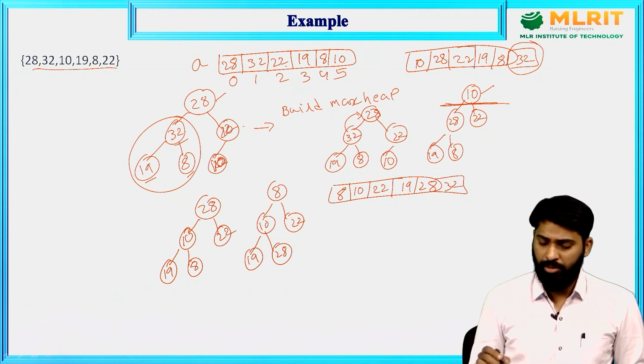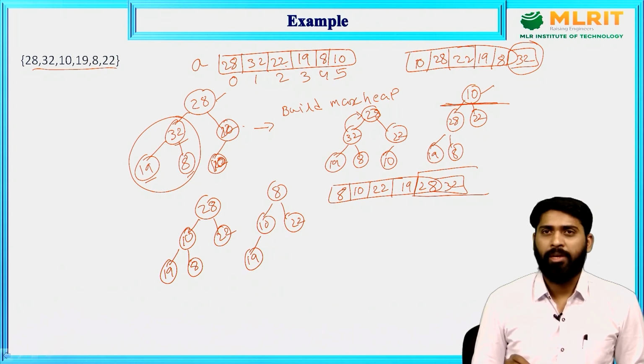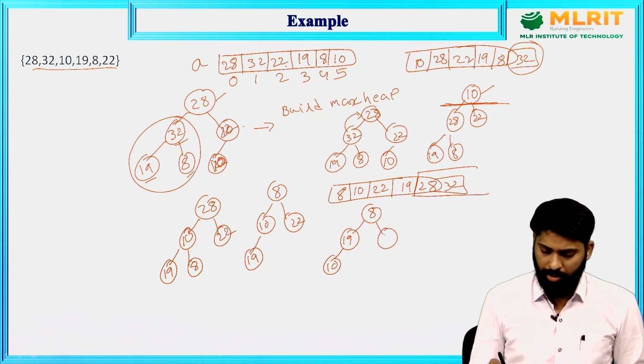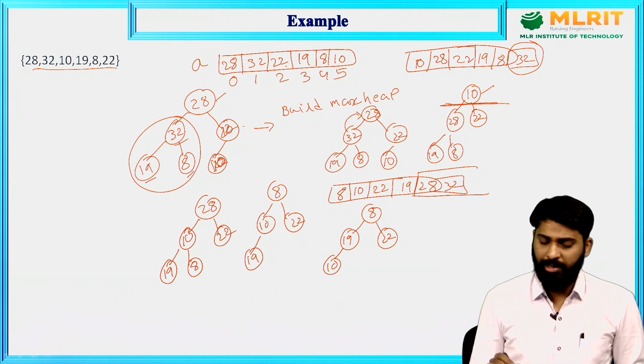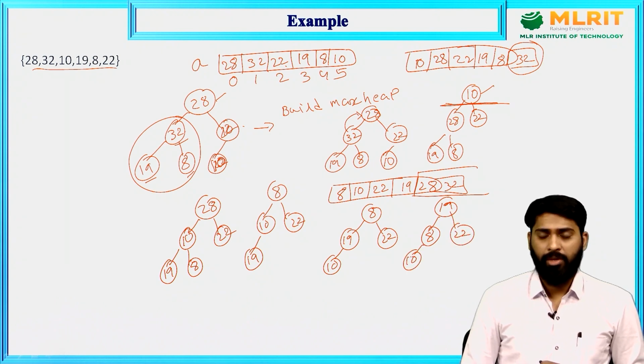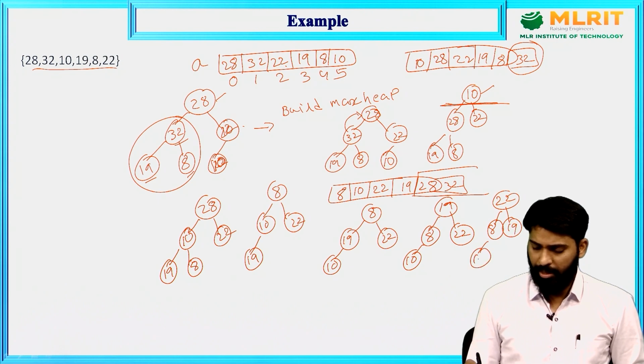It is the second iteration. So last two numbers are largest numbers in the array. Now remove this. Now this is the heap we have. Again construct max heap 19, 10. So it becomes 8, 19, 10, 22. Compare 19, 8. 19 is greater. So 19, 8, 22, 10. Now compare 22 with 19. 22 is greater. So 22, 8, 19, 10.